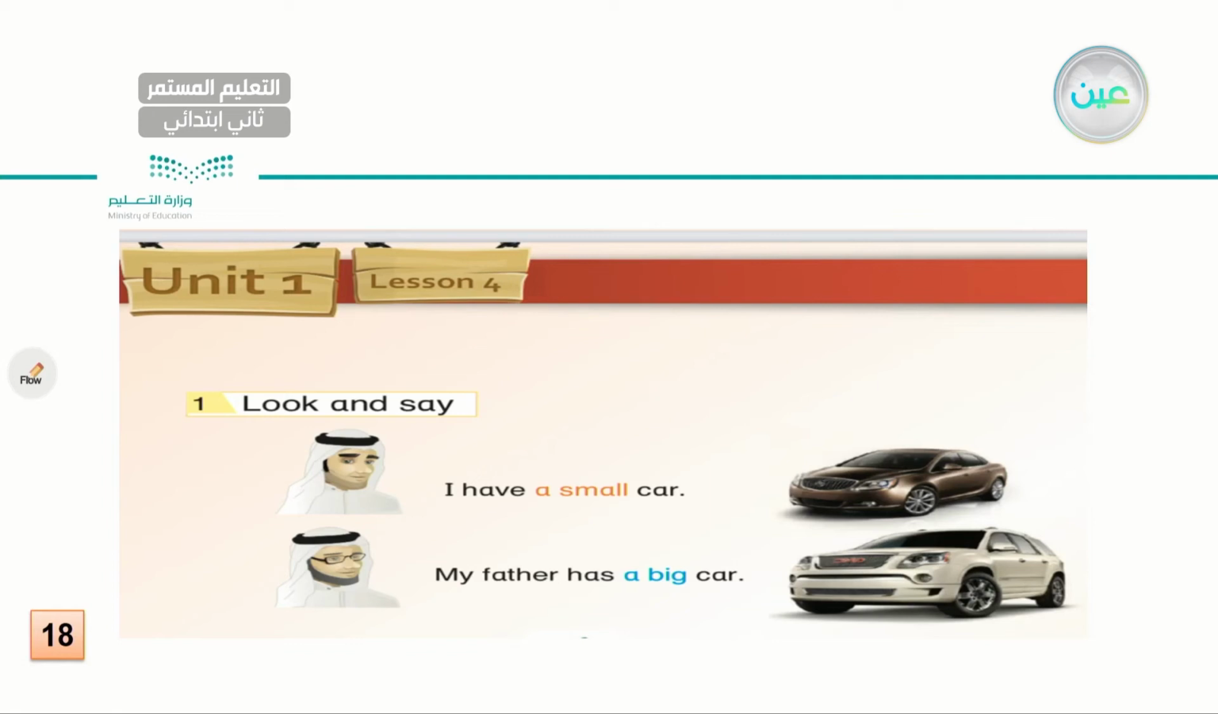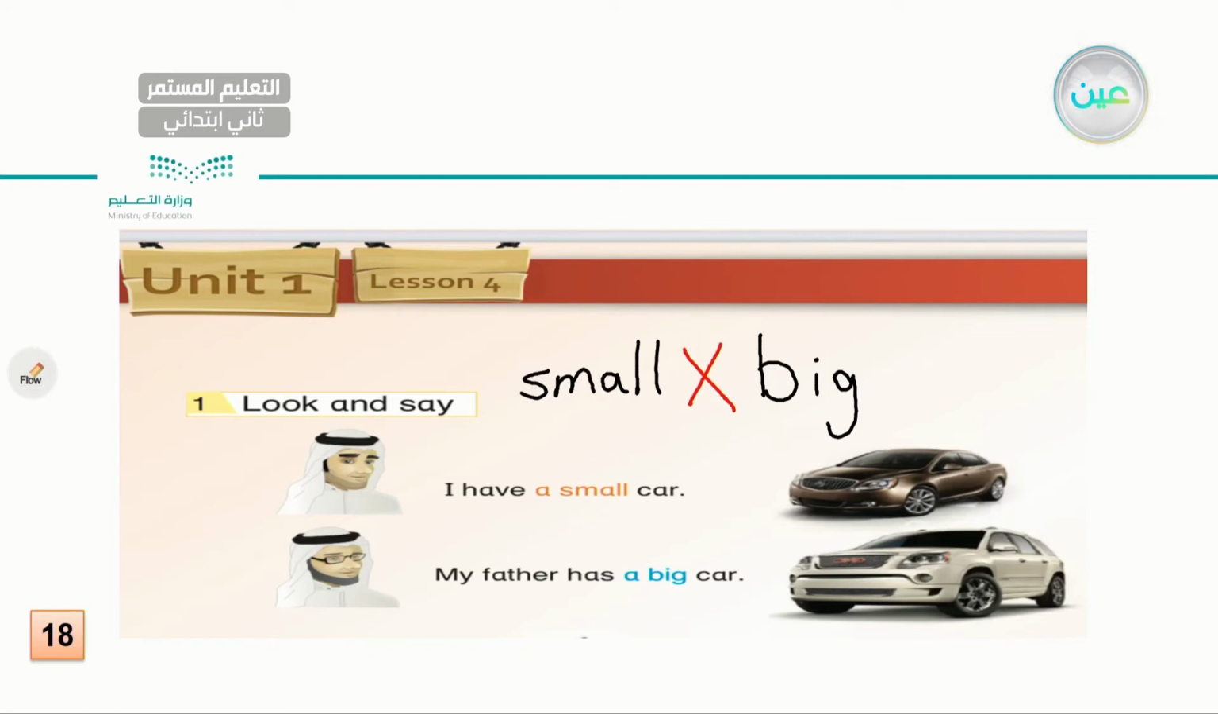I have a small car. It's a small car. But look at the second car. Is it small? No. My father has a big car. So let's go ahead and write something here. Here I have 2 adjectives. I have small and I have big. Okay? And because we are talking about opposite adjectives, they are opposite. They have different meaning.